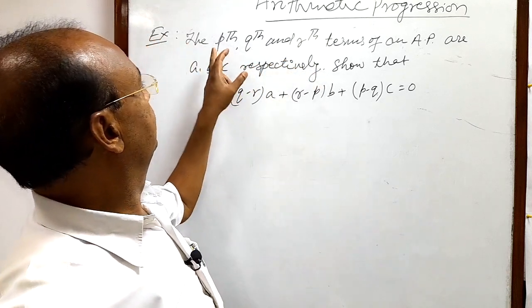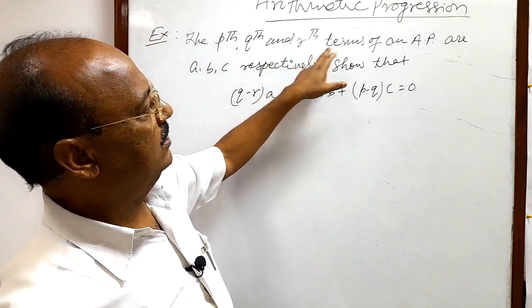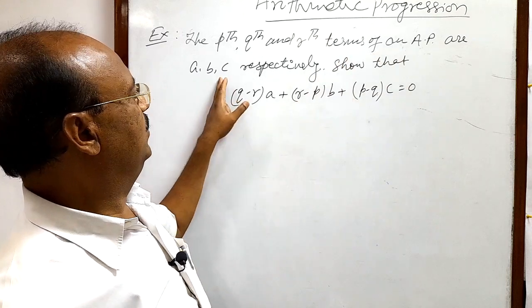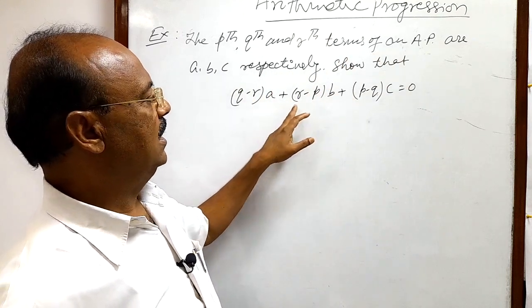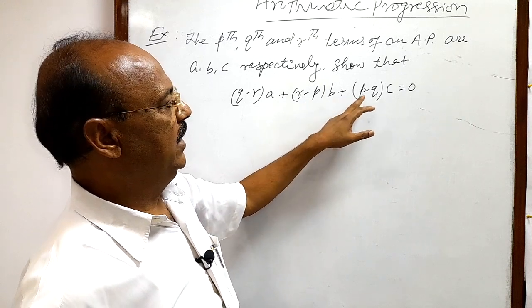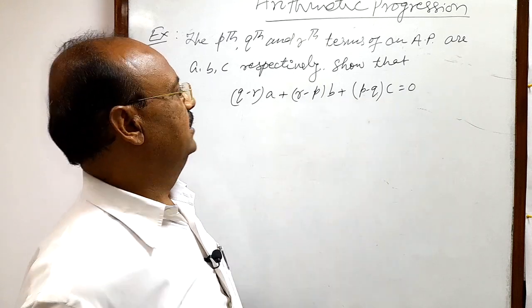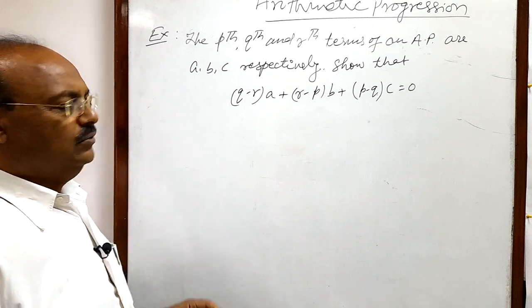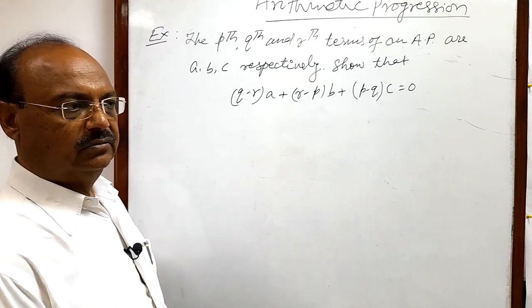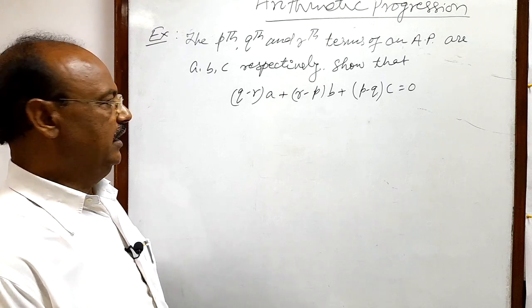Here the question is: the pth, qth and rth terms of an AP are a, b, c respectively. Show that q minus r into a plus r minus p into b plus p minus q into c is equal to 0. Okay, so here we will use the formula for the general term of an AP.